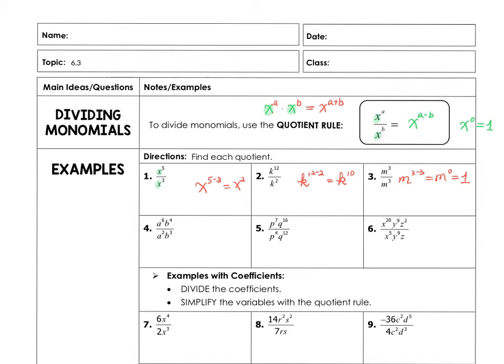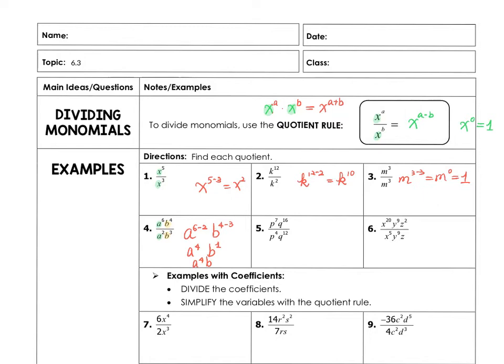If I have more than one variable, you want to search for the same base. So A is the same base, B is the same base. I have to take care of A first. That's 6 minus 2. It's a division, therefore I have to use the quotient rule. Now I have B left, and for B I have 4 minus 3. Again, same base, different exponents. So I simplify that, and I have A to the 4th, B to the 1st power, which is really A to the 4th B. Make that 1 invisible.